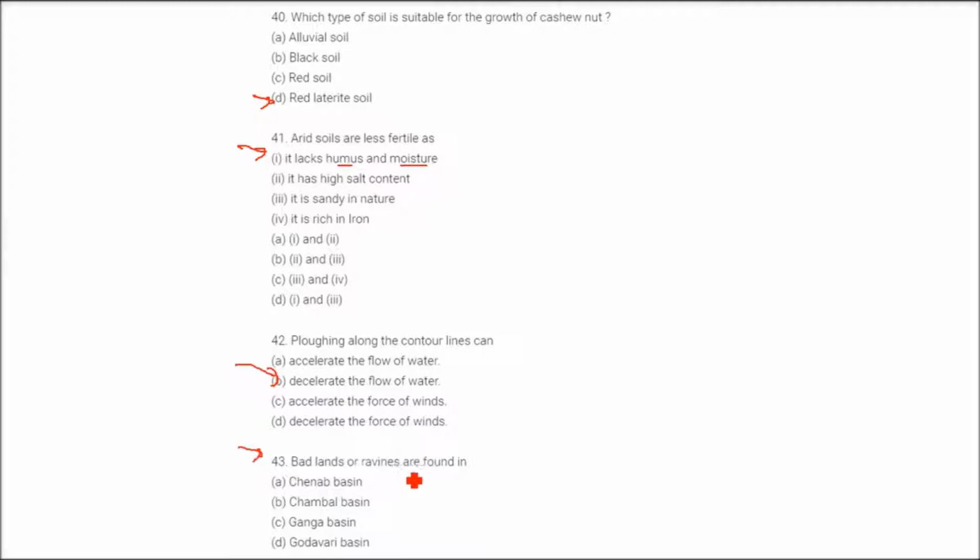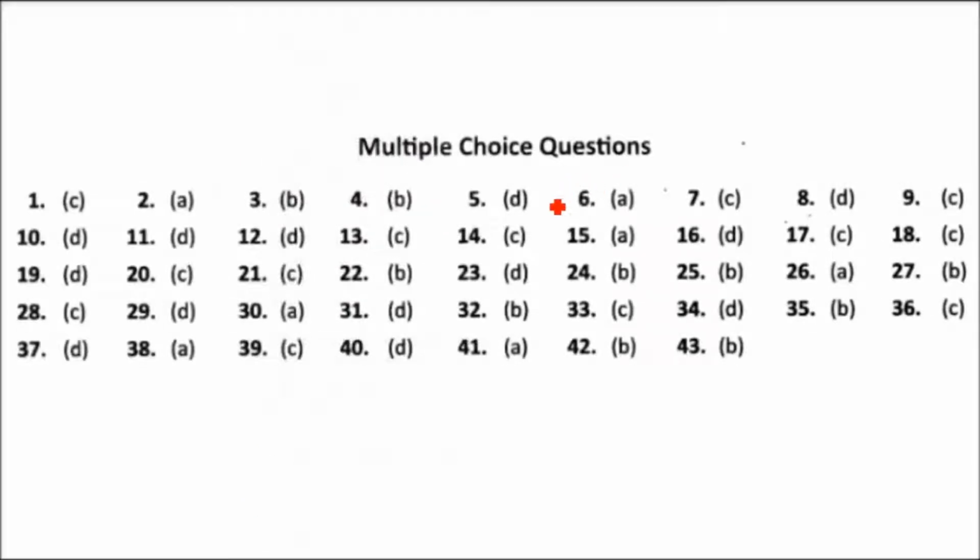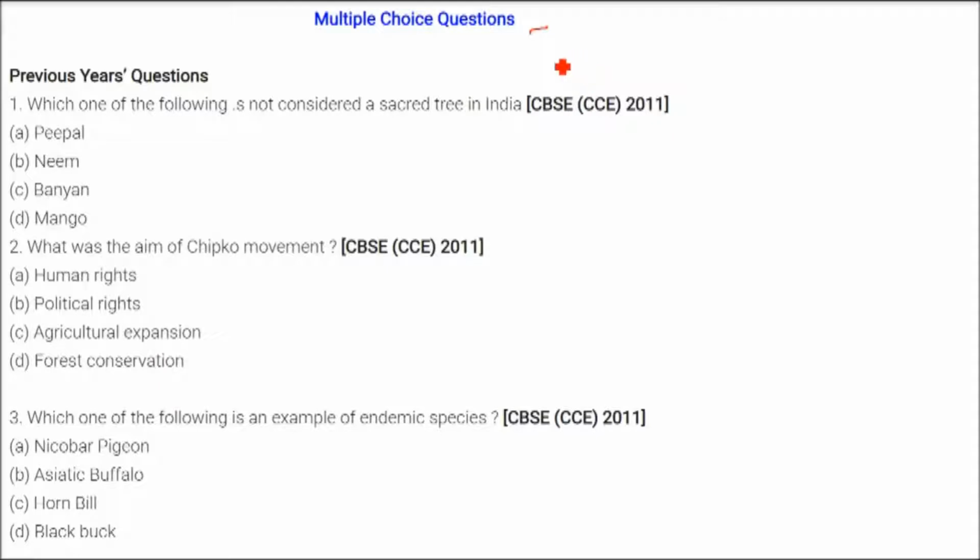Badlands or ravines are found in, the answer is Chambal Basin. So this is the answer key of the multiple choice questions we just took. Now we are taking the MCQs, multiple choice questions.